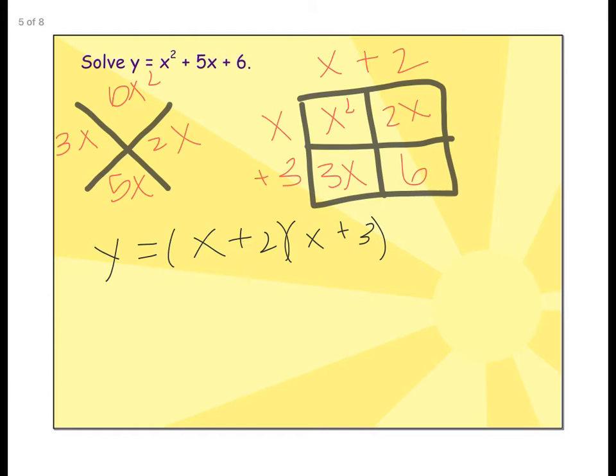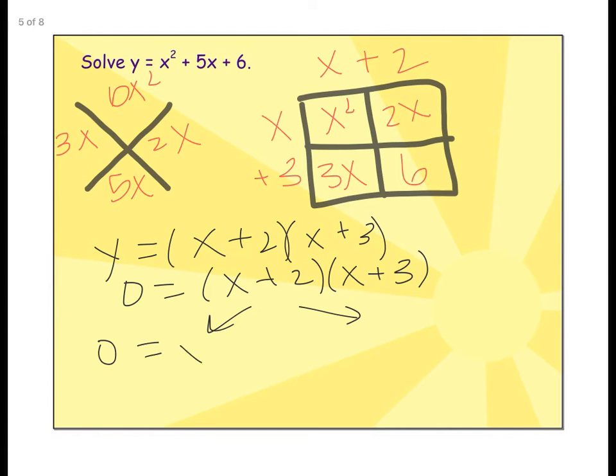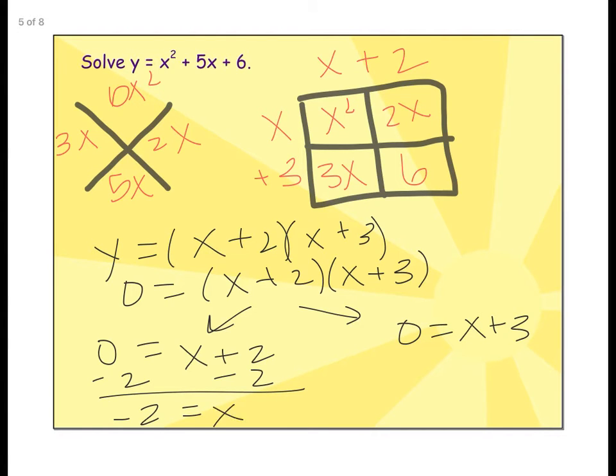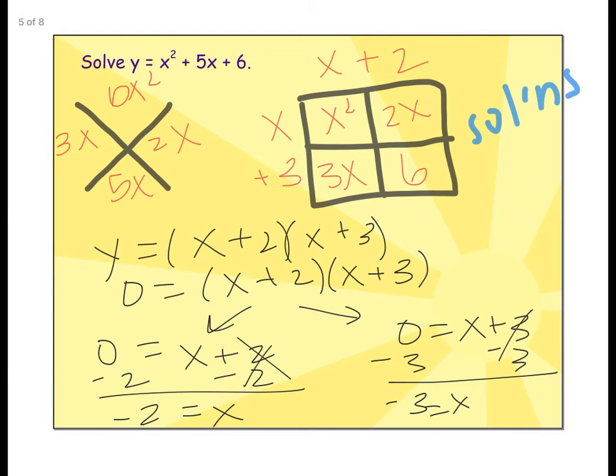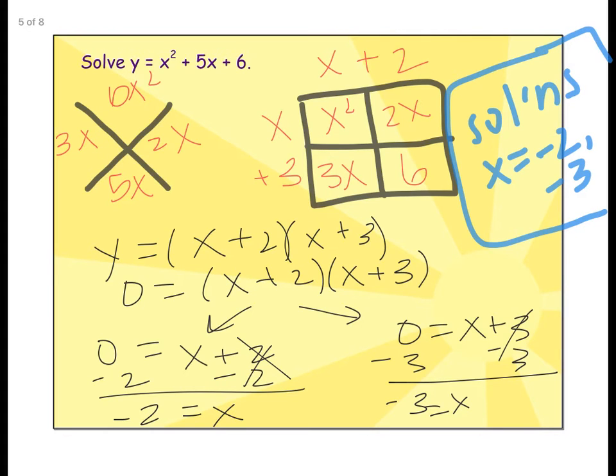Again, I'm reminding myself when I'm solving a quadratic, that means I make y 0. So I get 0 is equal to x plus 2 times x plus 3. And then I'm going to split this into my two equations. So I get 0 is equal to x plus 2 and 0 is equal to x plus 3, and solve each of them. So here I'd subtract 2, get negative 2 is equal to x. Here I would subtract 3, and I get negative 3 equals x. So my solutions are x equals negative 2 and negative 3. Those are my solutions. That is what makes y equal to 0.